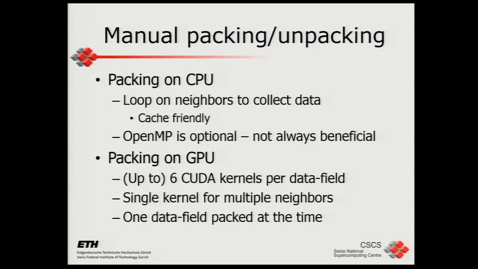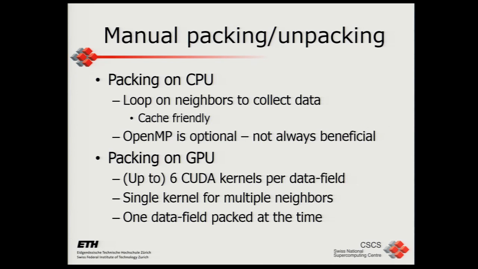So this is what the code looks like. What we do in the packing and unpacking part is very important. On the CPU, we basically loop on the neighbors, and then we collect the data in a cache-friendly way. We know the layout of memory at compile time as type information, so we can basically get the data in the most efficient way. And then we can also pack different neighbors in parallel using OpenMP. This is not always a good idea, though.